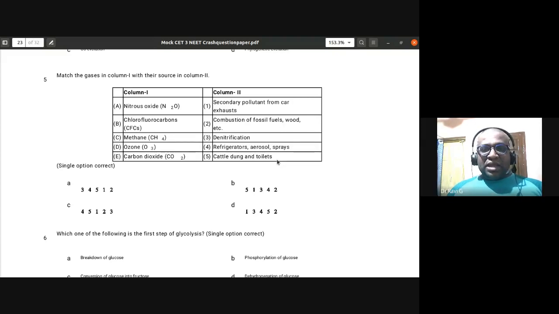So the ozone layer. They are going to be spoiled by the secondary pollutant from car exhaust. Carbon dioxide. So the combustion of fossil fuels, wood, etc., releases carbon dioxide. E is 2. So the fifth one, A is the answer. So 3, 4, 5, 1, 2. That is the choice.